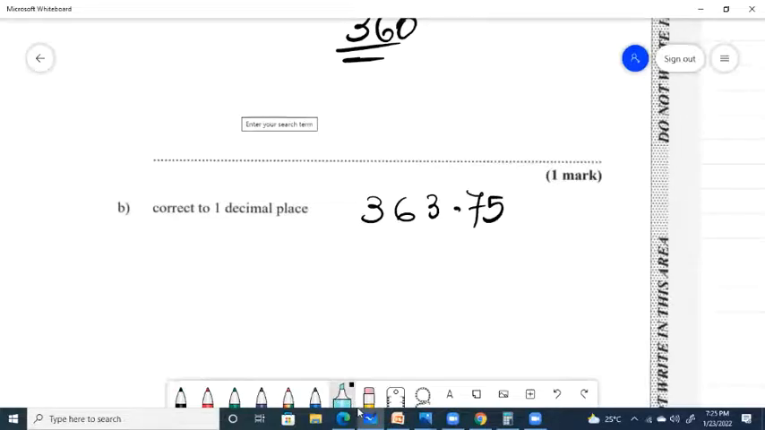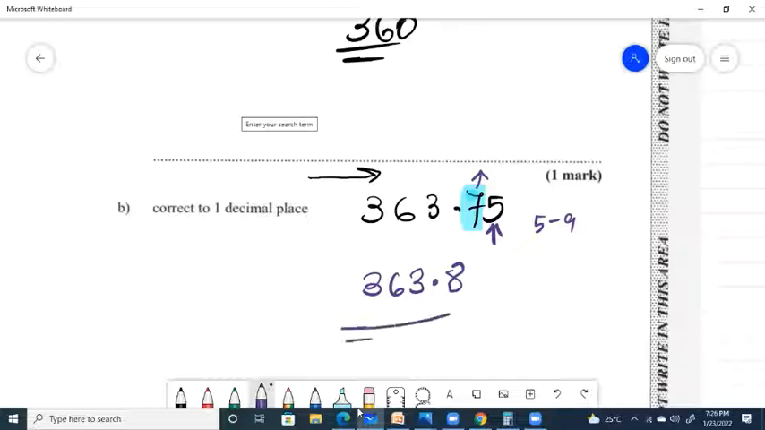Identify the digit that is in the first decimal spot. Remember, we are coming from left to right. The first decimal spot is a 7. And when you look to the immediate right, there's a 5. So there's a 5 to 9 category. So that means this spot will go up by 1. Hence, we'll have 363.8. And we're not going to do anything.